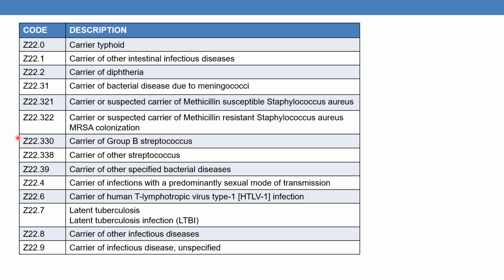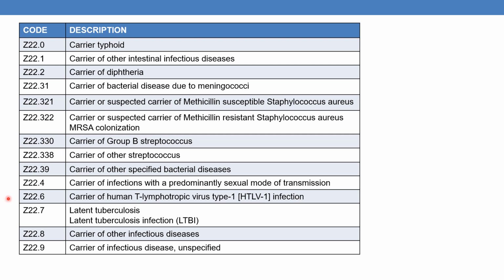The next is Z22.330, carrier of group B streptococcus. The next is Z22.338, carrier of other streptococcus. The next is Z22.39, carrier of other specified bacterial diseases. The next is Z22.4. It deals with carrier of infections with a predominantly sexual mode of transmission.